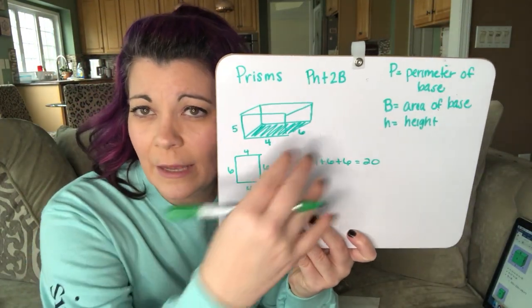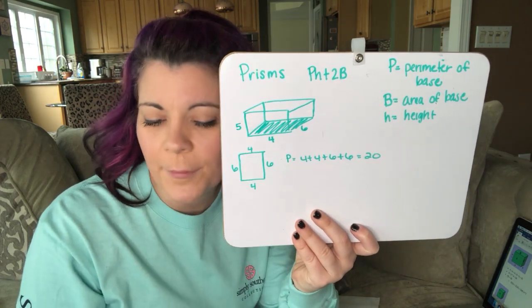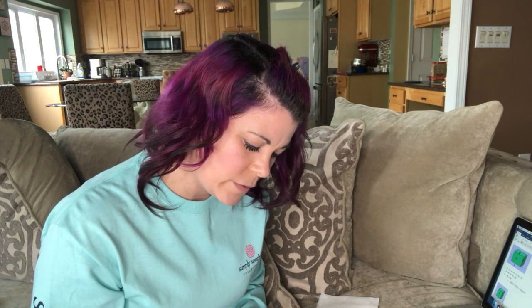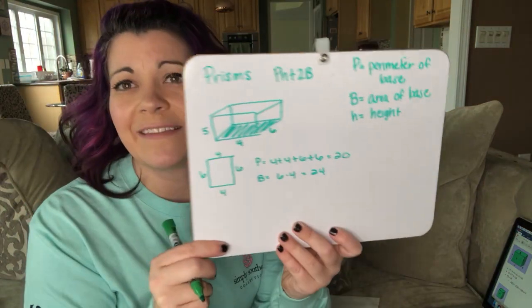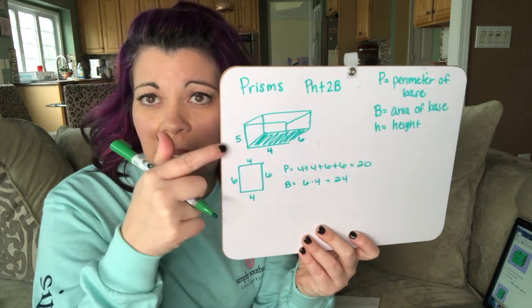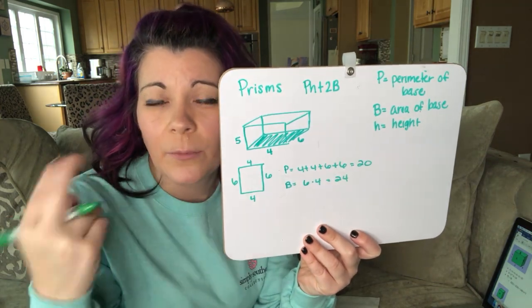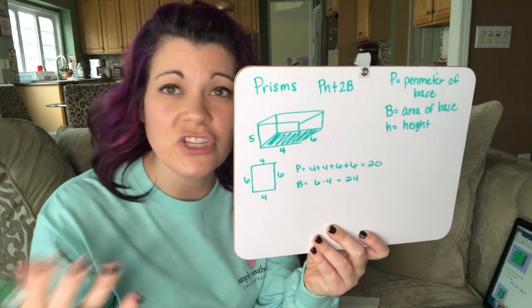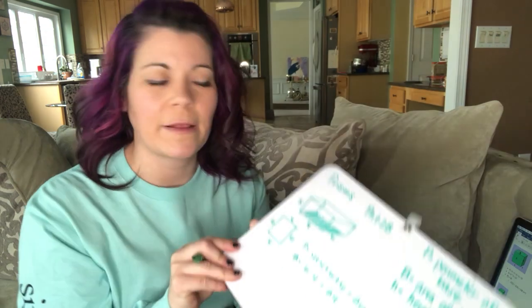Because all you do is add it up, and it's a 4x6 rectangle, 4 plus 4 plus 6 plus 6, okay? And then we want to find the area of the base, and we know area of a rectangle, you have to know these. Area of a rectangle is just length times width. So 6 times 4, which is 24. And so now I have identified every variable in this formula. I know what the P is, I know what the H is, 5, and I know what the B is, 24.